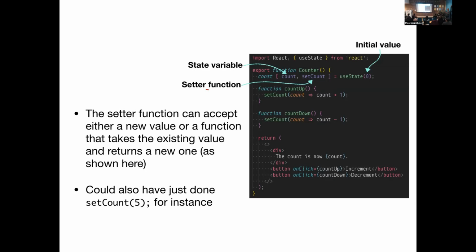Or in this case, if the new value is dependent on the old value, sometimes it's easier to pass a function to it. Then our function component just has to return the JSX directly, so there's no this.anything. We already have our state in this local variable called count. So we can just put that in the JSX, and then our onClicks just mention these functions countUp and countDown. And we're done. That's all we have to do.